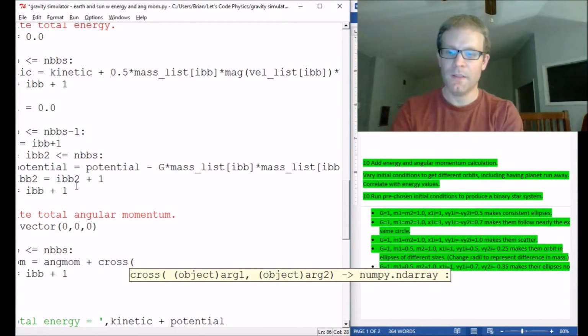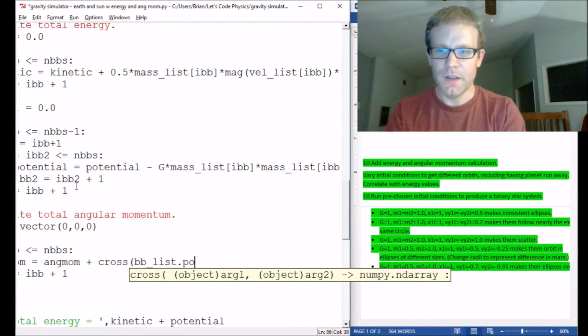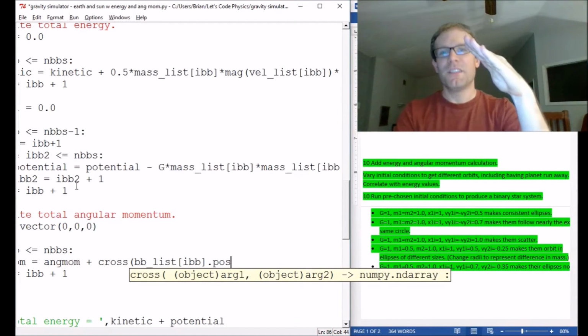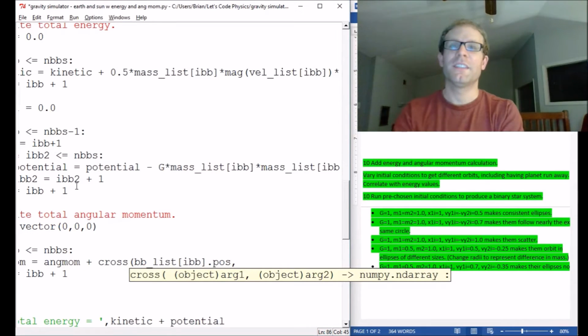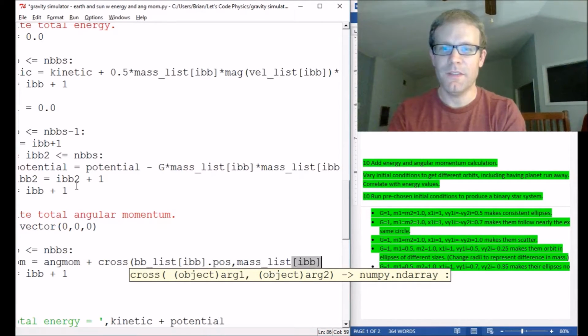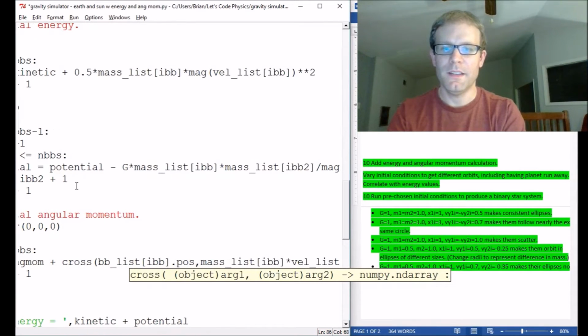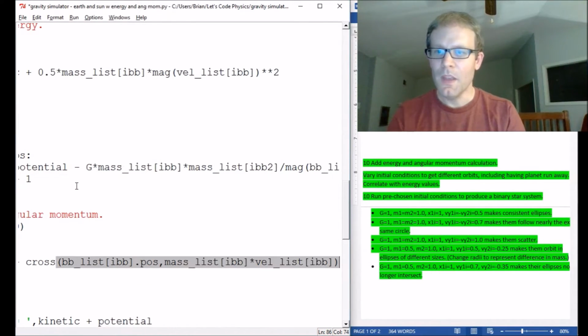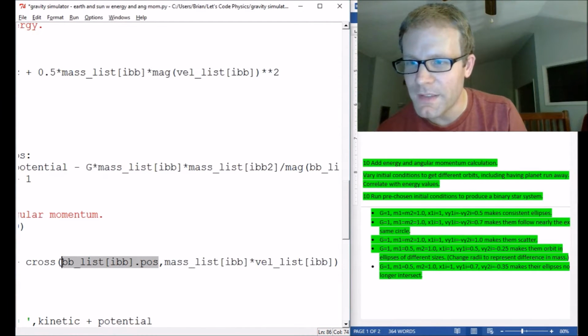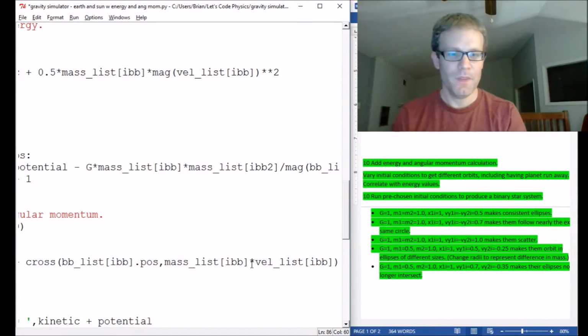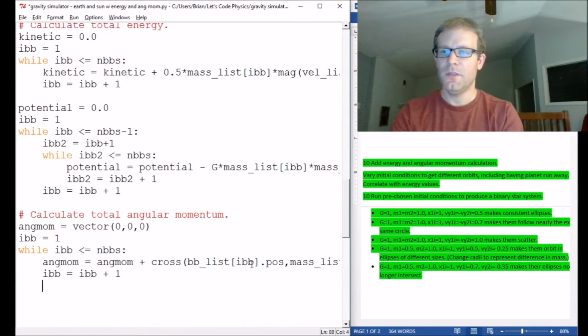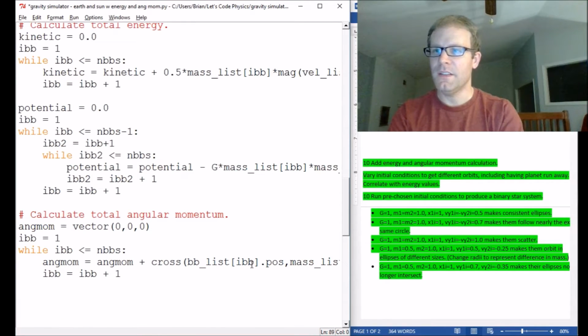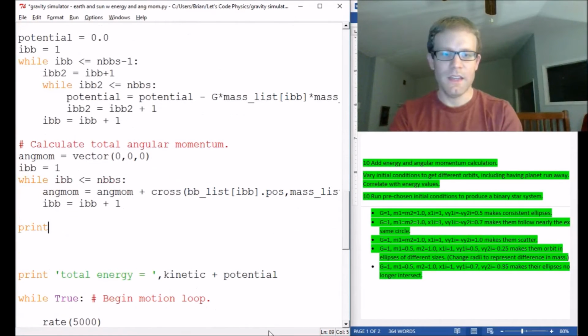So we're going to take the cross product of BB list of IBB dot position. So the IBB object's position with its momentum. Momentum is its mass times its velocity. So we're going to take mass list of IBB times velocity list of IBB. So we are taking the cross product of this thing with this thing. Okay, cool. And then we're going to have it at the end print for us the angular momentum.